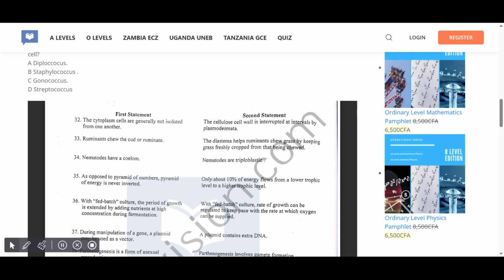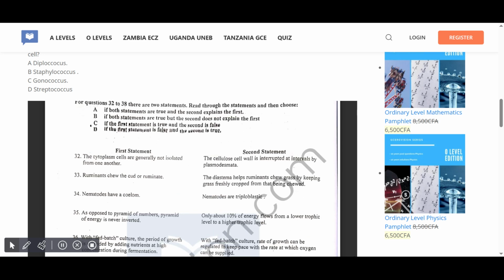Question 33. Ruminants chew the cud. Statement 2. The diastema helps ruminants chew grass by keeping grass freshly cropped from that being chewed. The answer is B.